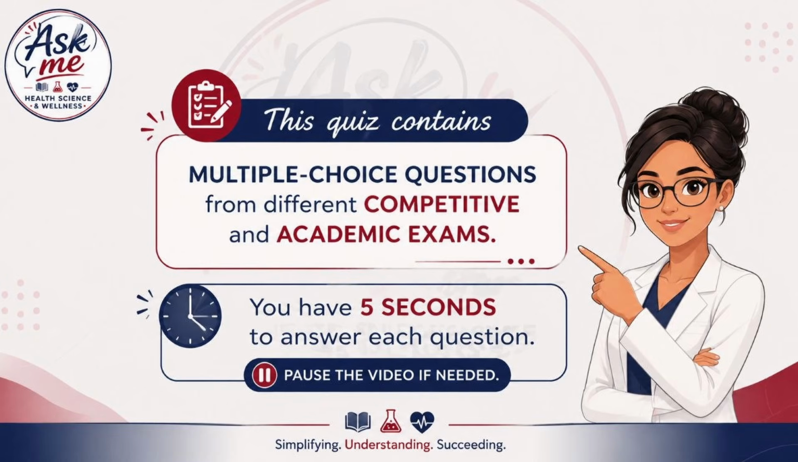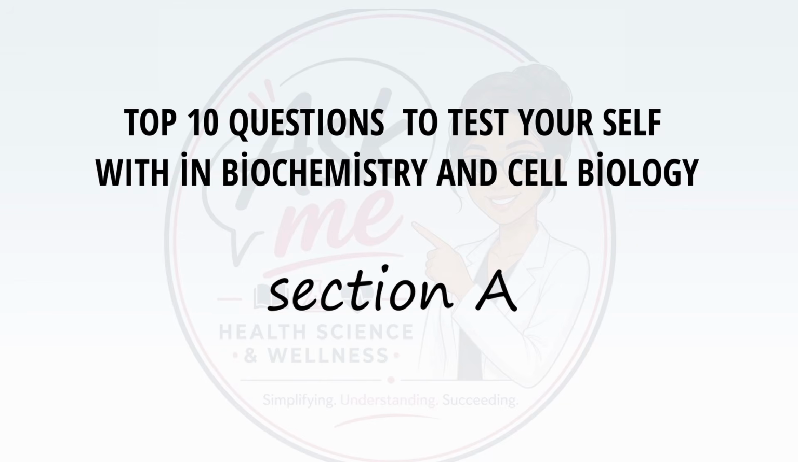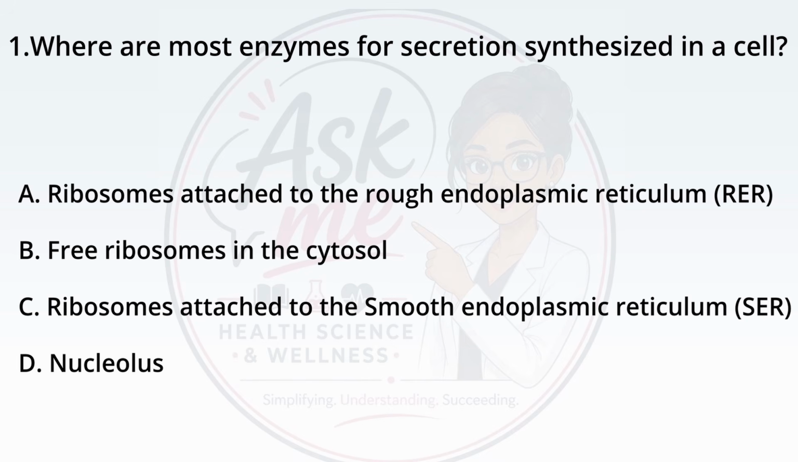This quiz contains multiple choice questions from different competitive and academic exams. You have 5 seconds to answer each question. Pause the video if needed. Question 1. Where are most enzymes for secretion synthesized in a cell?